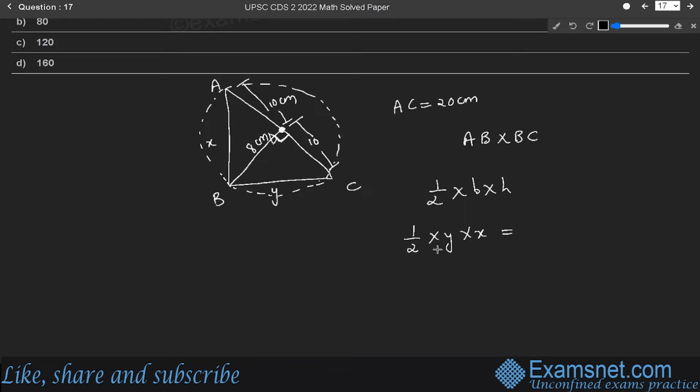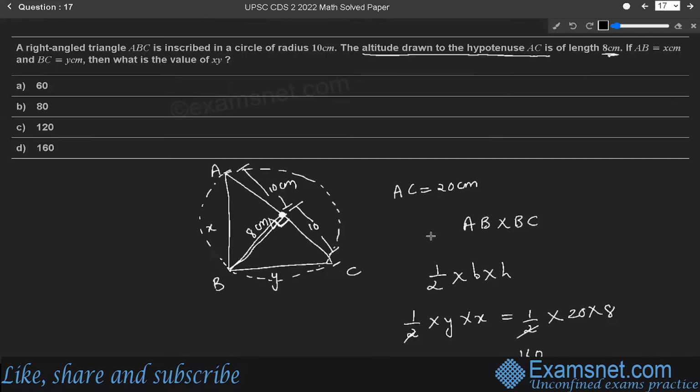It will always equal, when the base is AC, means when the base is 20 and the height will be 8 according to the given altitude. So it will be half into 20 into 8. On further cancelling, X into Y will be equal to 20 into 8, which is 160. So we can say that the value of XY here is 160. So option number D is the correct option for this question.